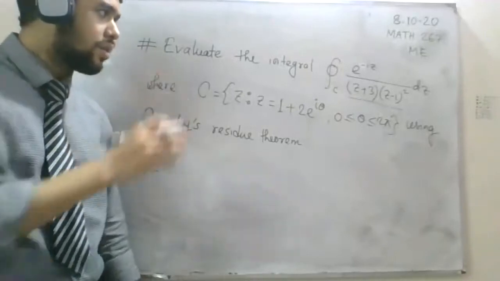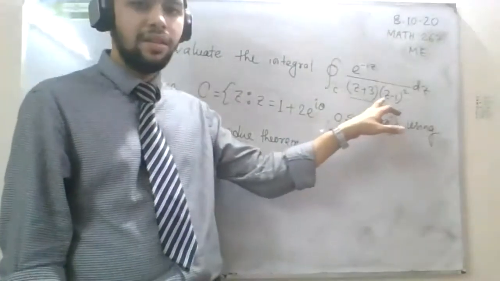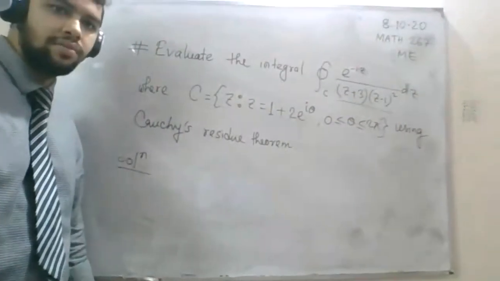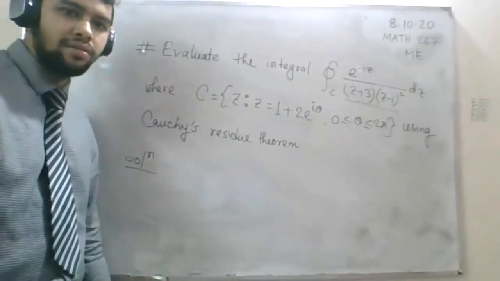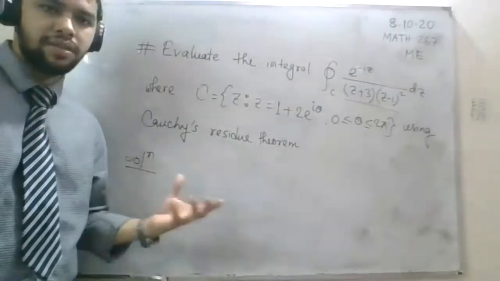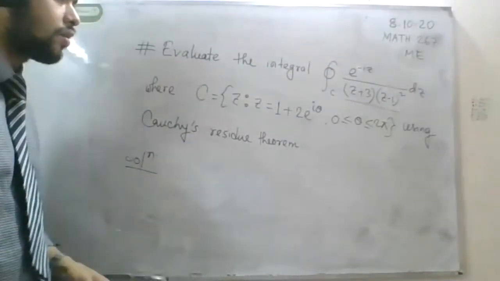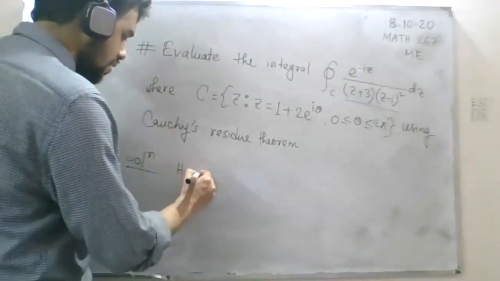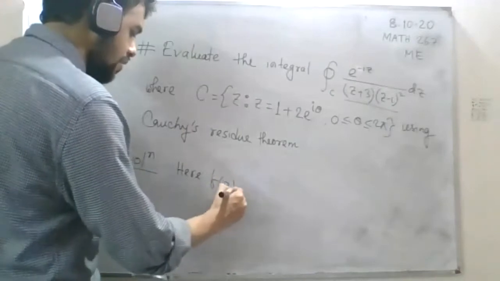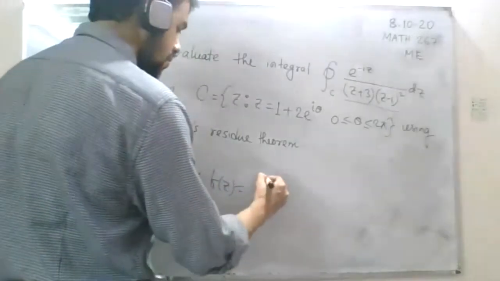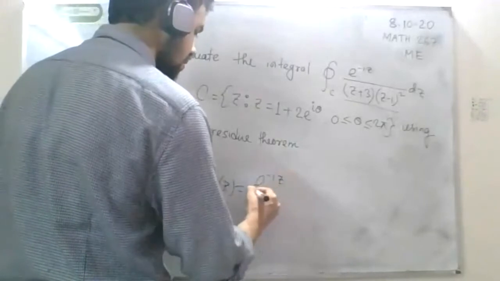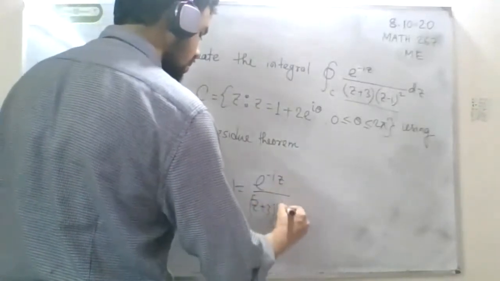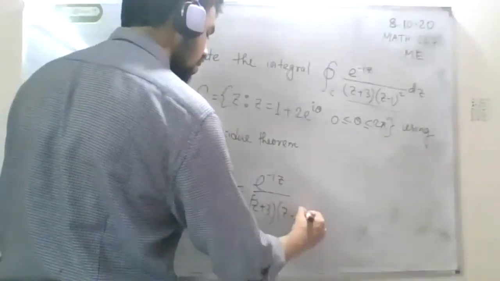So you have to first let the denominator equal 0. From there you can find the double pole or simple pole, everything. Now, first you have to let f of z equal e to the power minus i z divided by z plus 3 into z minus i whole square.